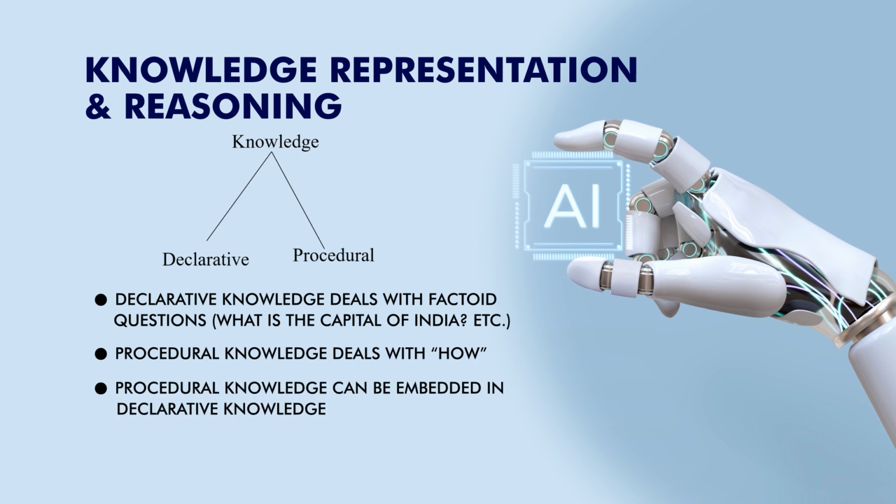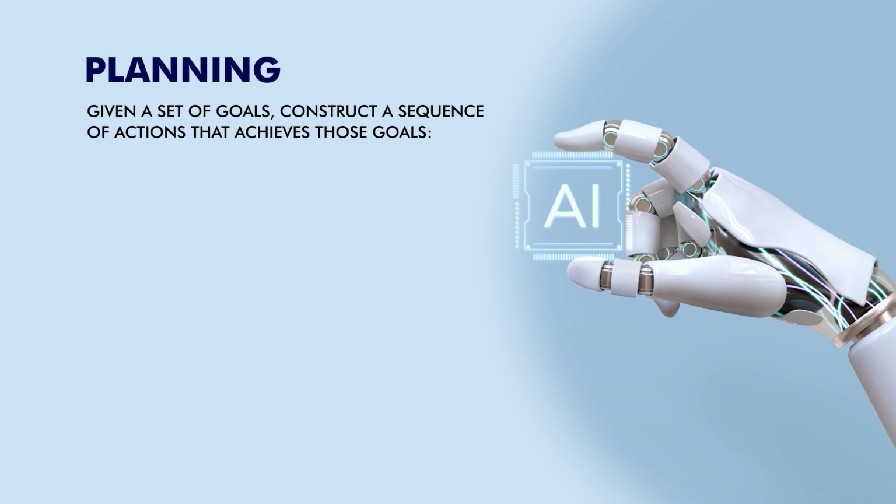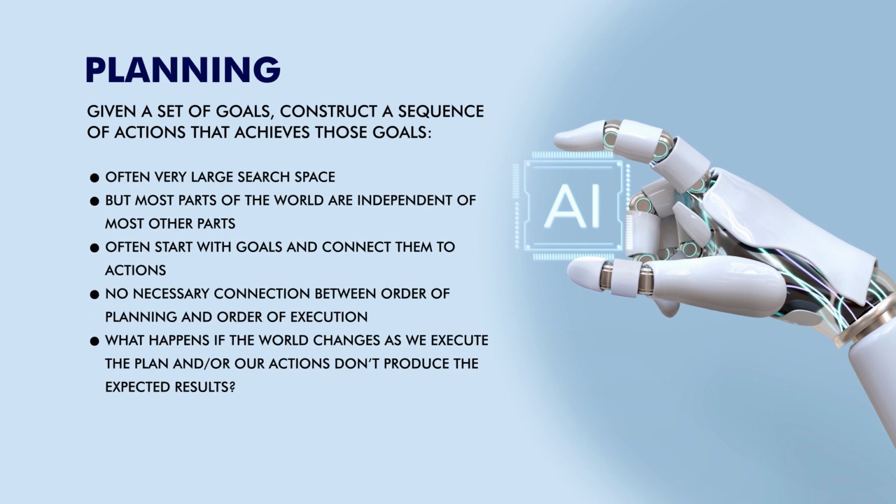Procedural knowledge can be embedded in declarative knowledge. Planning: given a set of goals, construct a sequence of actions that achieve these goals. Often very large search space, but most parts of the world are independent of most other parts. Often start with goals and connect them to the actions. No necessary connections between order of planning and order of execution.